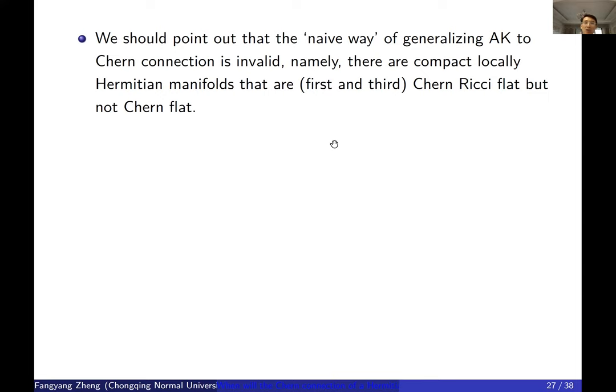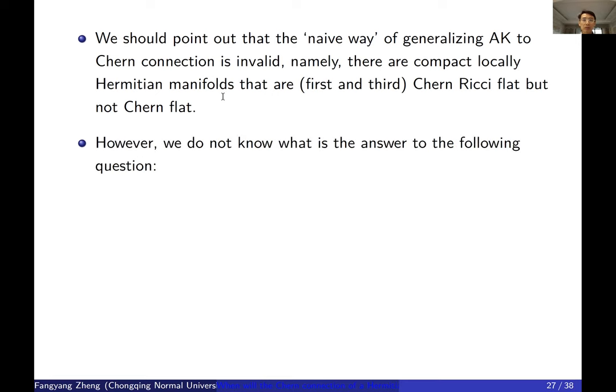In other words, does the Chern connection behave like the Levi-Civita connection on a homogeneous manifold, right? But the answer is no, because there are plenty of counterexamples. You could have a homogeneous Hermitian manifold where it's Chern Ricci flat but not Chern flat. In the non-Kähler case, there are three different kinds of Ricci, the first, second, and third. The example I was talking about has the first and third Ricci both vanishing, but it's not Chern flat. There are plenty of such examples, but not for the second Ricci. If you touch the second Ricci, the examples are always harder to come by.